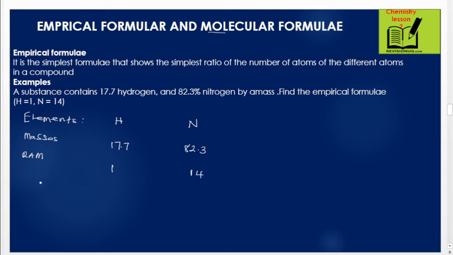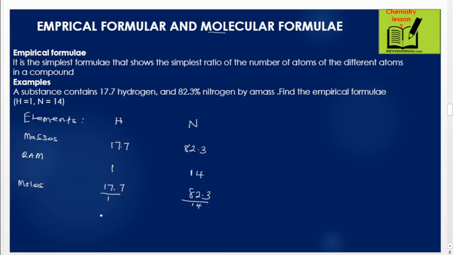Then after there, we are going to get what we call the moles, the unit of measurement. Now how do you get the moles? We get the mass, this percentage, and divide it by the atomic mass. Therefore 17.7 divided by 1 and 82.3 divided by 14.